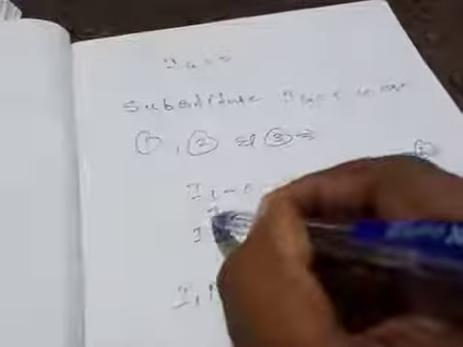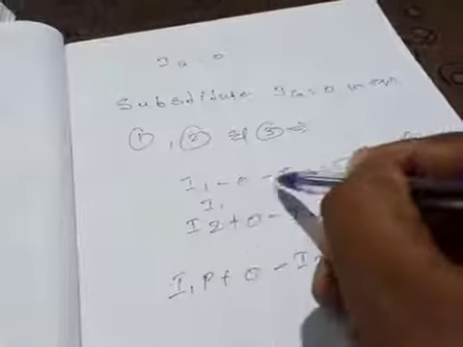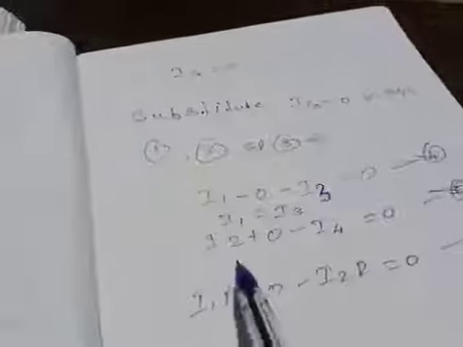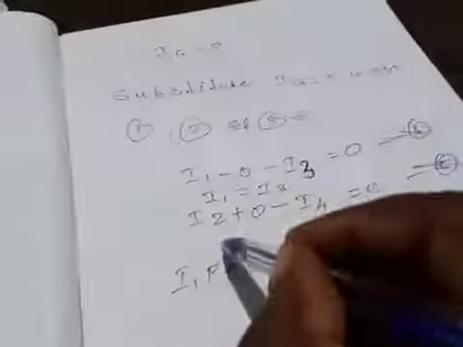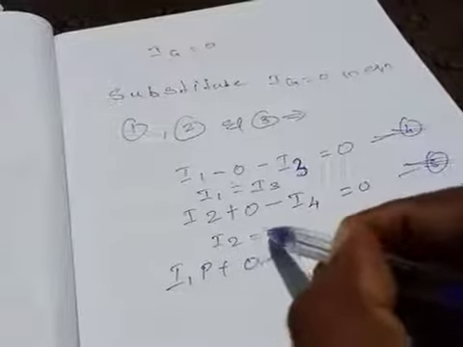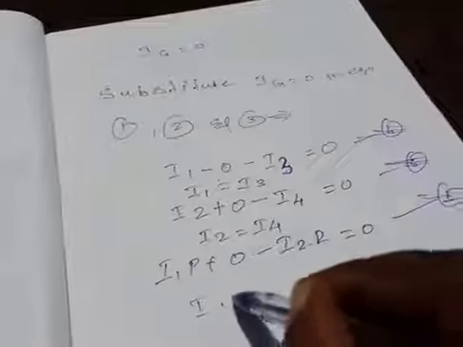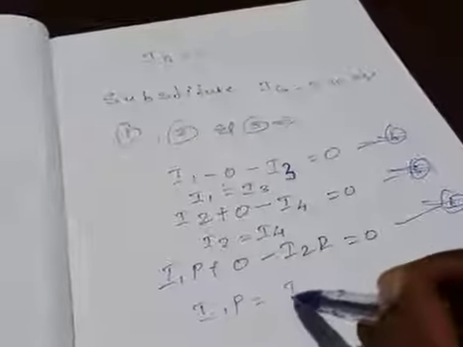This you can write I1 equal to I3. This you can write I2 equal to I4. This equation you can write I1P equal to I2R.